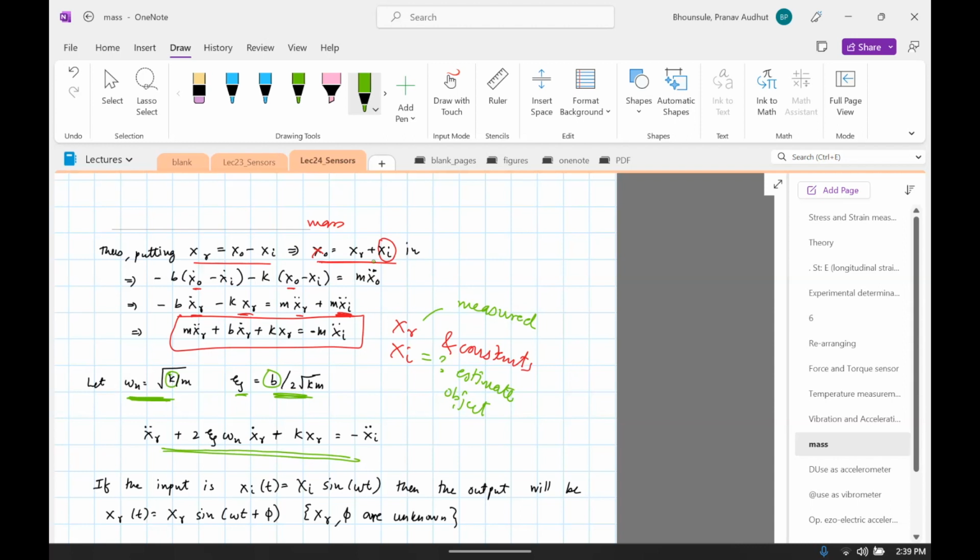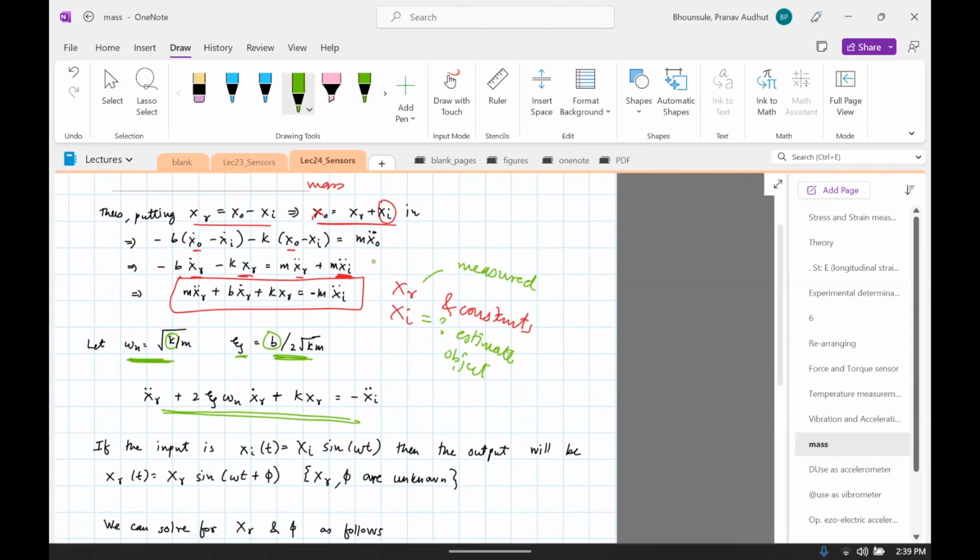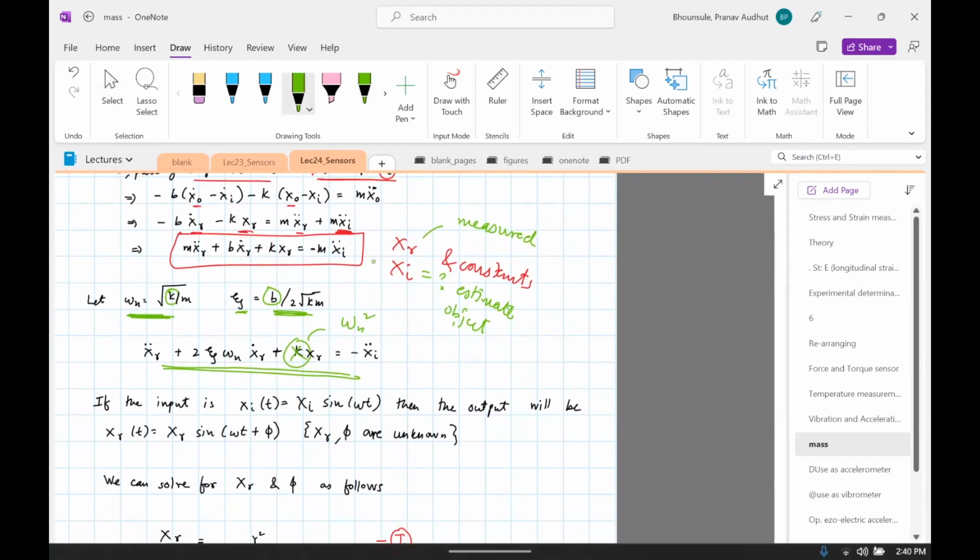I think there's an error here. This should be omega n squared, not k. Okay, so here's the expression for the relative displacement. It depends on the acceleration of the vibrating object.